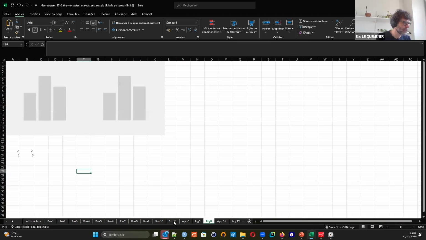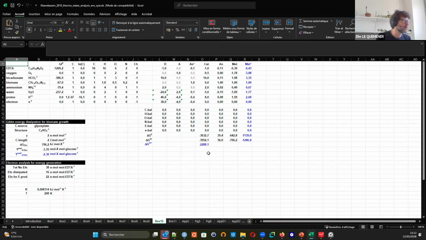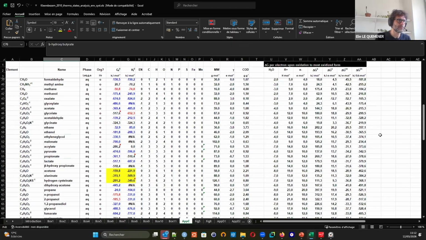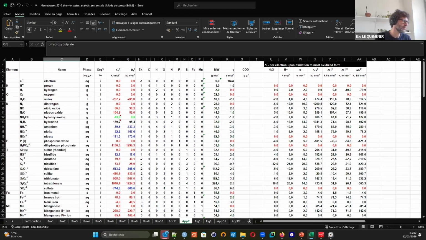For example, this is an example with the dissipation method. You have a comparison between the ATP balancing method, the dissipation method, and the electron equivalent method. And you have the appendix where you have all the standard enthalpies of formation of different compounds. That can be useful, but if you use the Schnoss package, you don't need that.